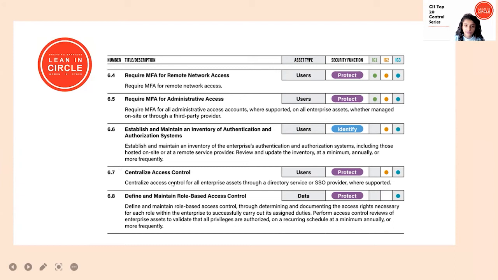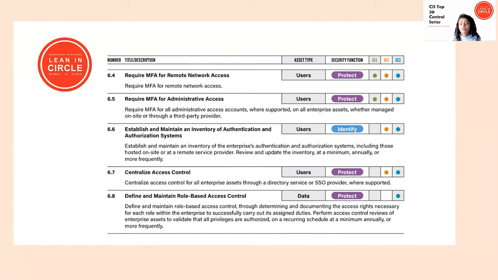Centralized access control. That is again a protection mechanism that can be done through a directory service or SSO, right? So it helps to centralize your access control, so you don't have to think, oh, I have to provide access to this user, this user is coming from this organization. No, you can use either SSO or Active Directory, right?